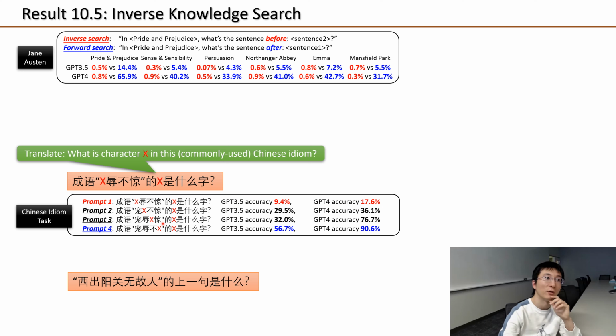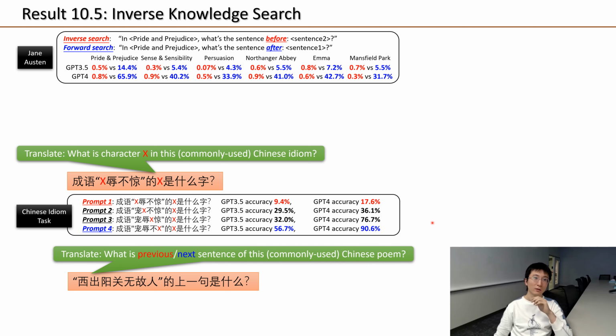But if you ask what is the third character or what is the fourth character, the accuracy is pretty close to 100%. So this is one task in which I think human beings can do this inverse knowledge search, but with the current architecture design of language models, even GPT-4 cannot solve it.